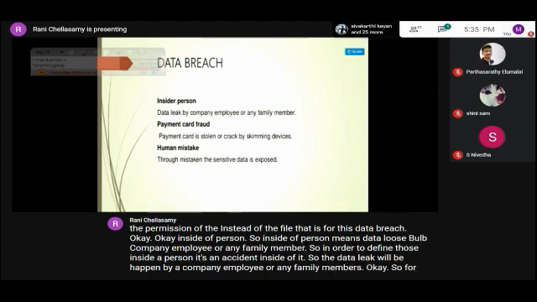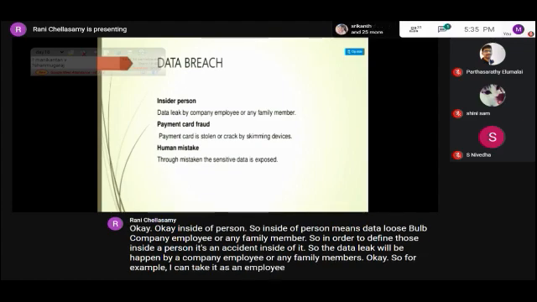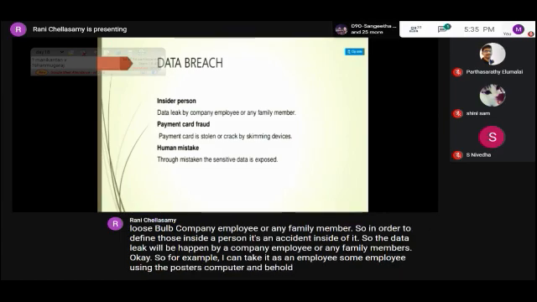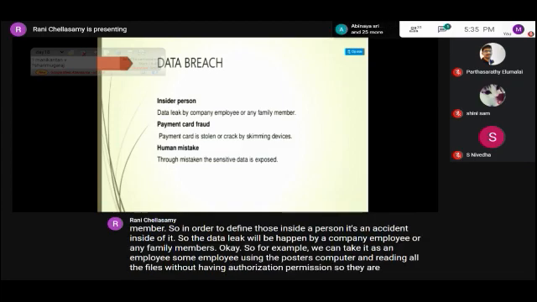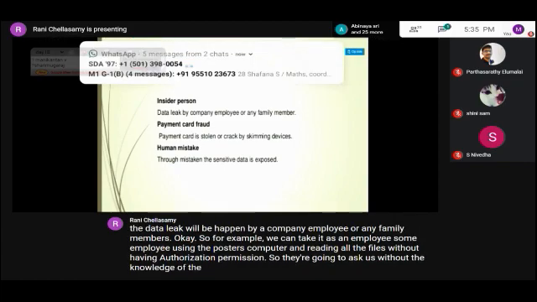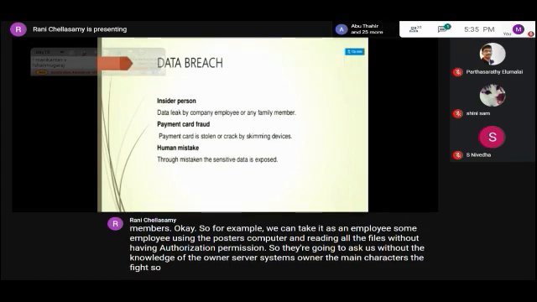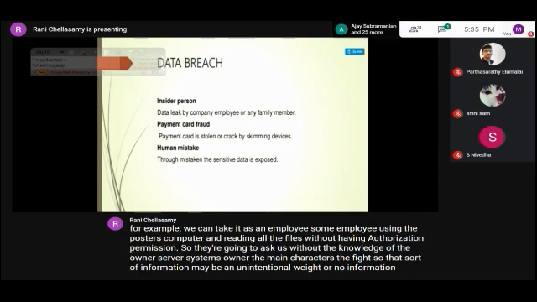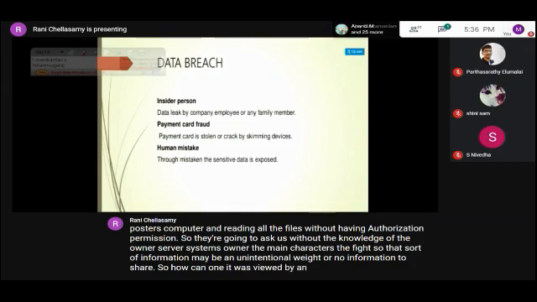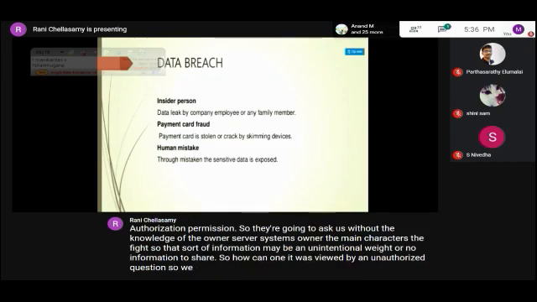Okay, so for example, we can take an employee using a co-worker's computer and reading all the files without proper authorization or permission. So they access the files without the knowledge of the system's owner. The access of information may be unintentional, or no information is shared. However, it was viewed by an unauthorized person. So we consider this data as a breach.